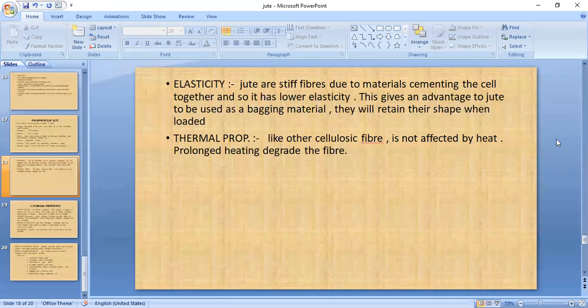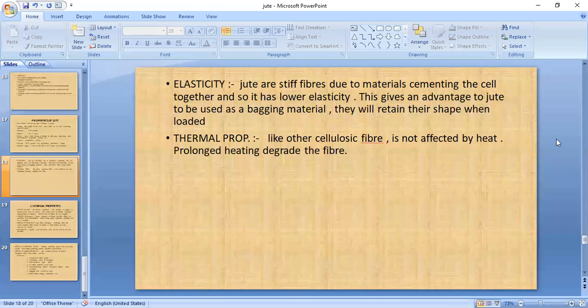Elasticity, it is not an elastic fiber. So jute fibers are stiff fibers. Just opposite to elastic, it is stiff due to materials cementing the cell together, and so it has lower elasticity. And it is sometimes taken as an advantage of this lower elasticity. That is, jute can be used as a bagging material. Like you have seen, the most popular example for the uses of jute is the bags we are using.